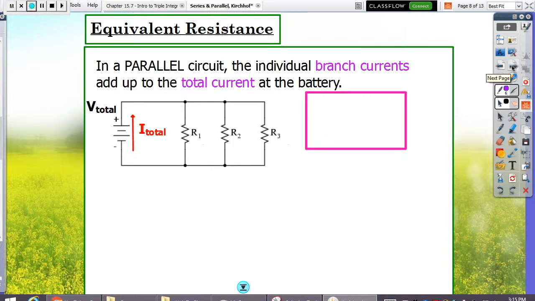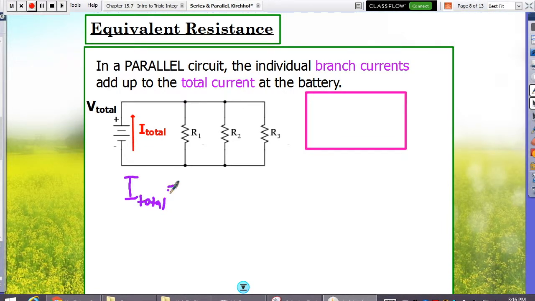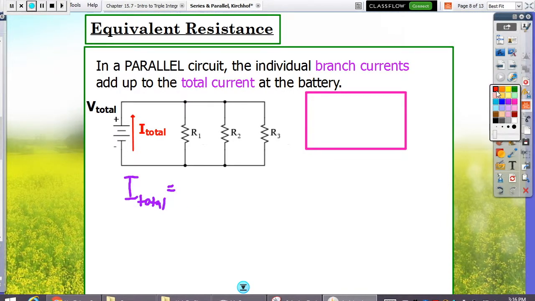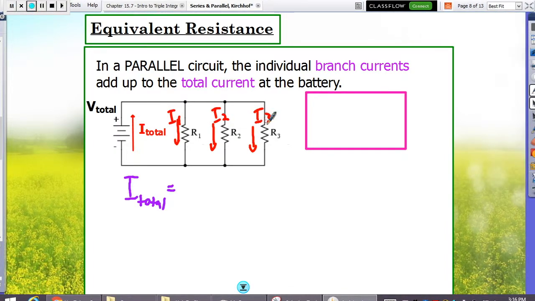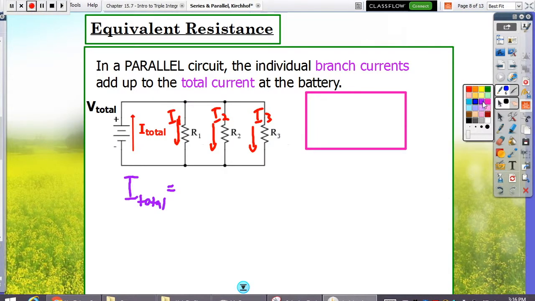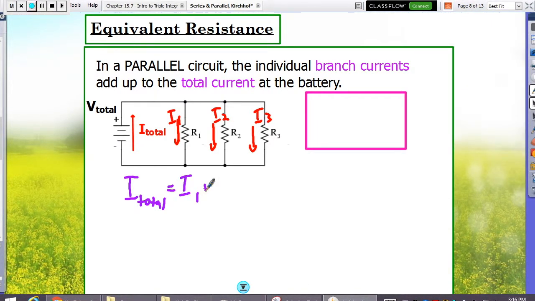All right, what about in parallel though? Parallel is a little bit different. Instead of using the loop law, I want to apply the junction law here, just because. So I'm going to look at that I total, and I'm going to ask, what is that I total equal to? Well, I happen to know that I total is going to be equal to some I1, some I2 here, and some I3 here. So I can go ahead and write by my junction law that this is, of course, I1 plus I2 plus I3.